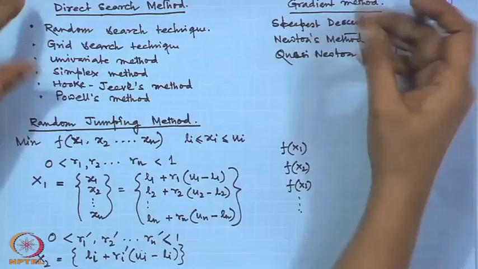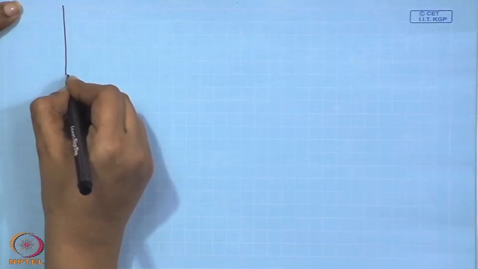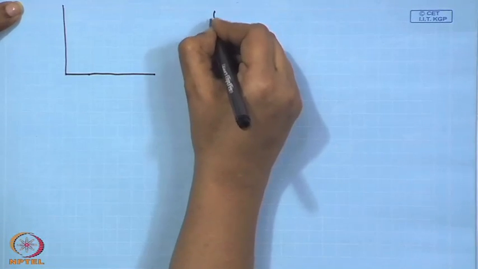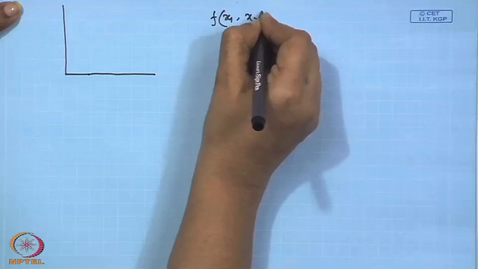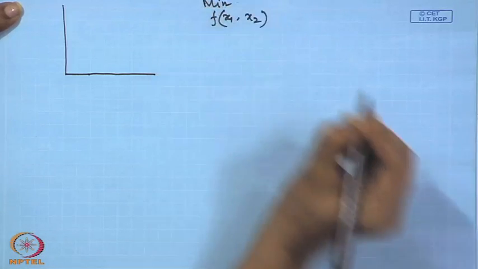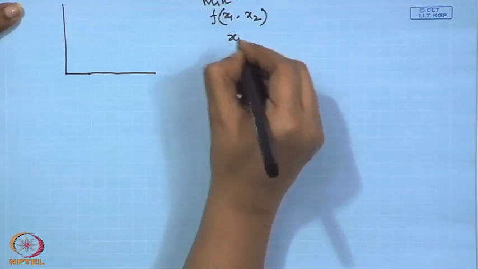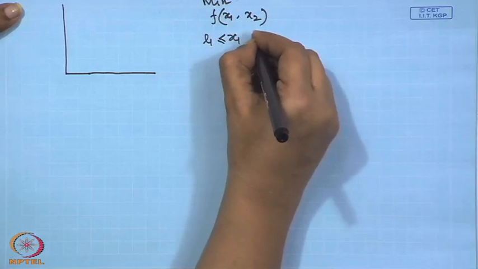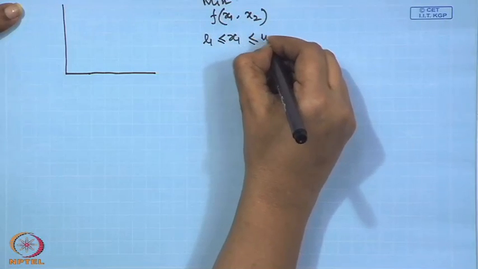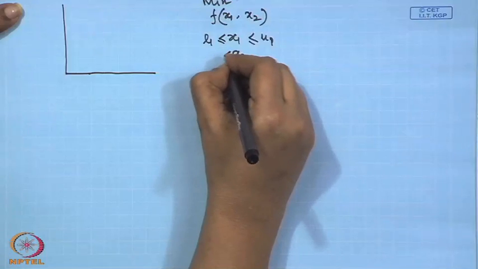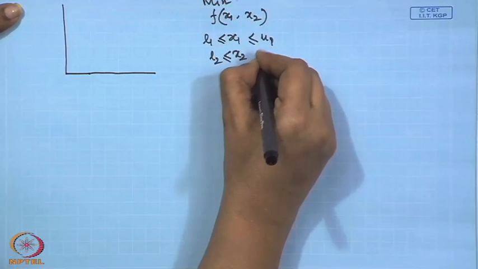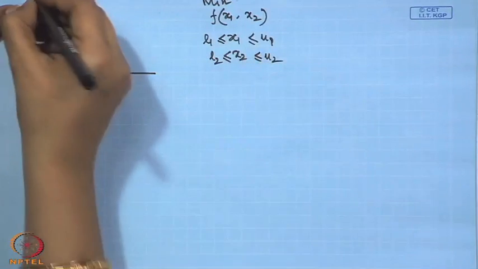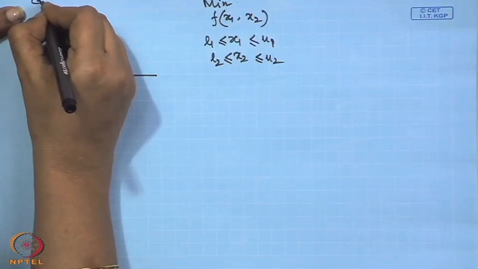Now, let me discuss the next method, the grid search technique. That is another very popular method, and that also we can very easily automate. For example, let us have a function of two variables only, f of x1 and x2. We want to minimize this function. There is a range for x1 and x2. x1 lies between L1 and U1, and x2, let us consider, between L2 and U2. Now, this is the method, the grid search technique.